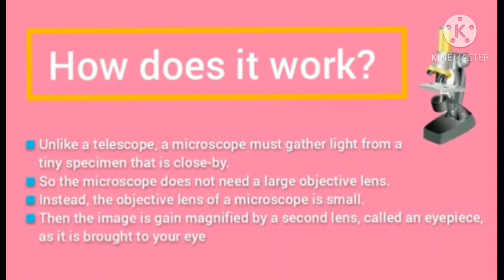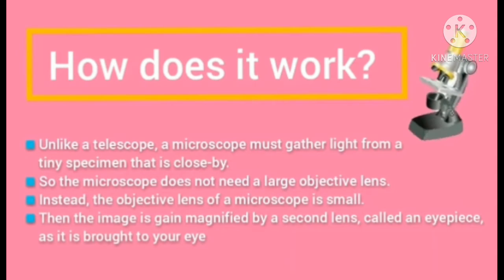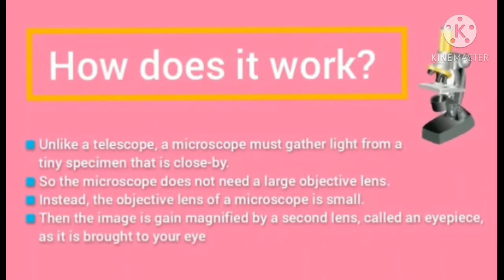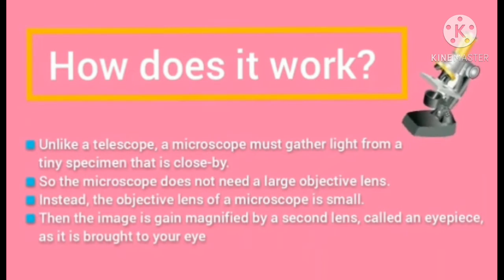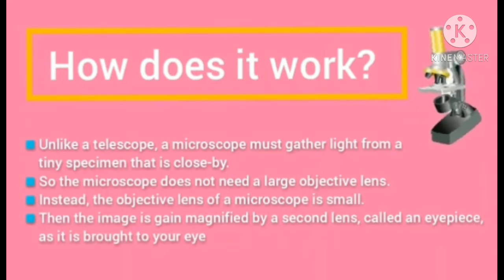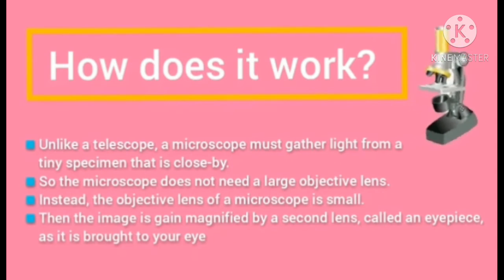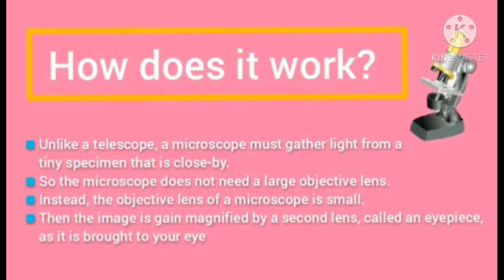Unlike a telescope, a microscope must gather light from a tiny specimen that is close by. So the microscope does not need a large objective lens. Instead, the objective lens of a microscope is small. Then the image is again magnified by a second lens, called an eyepiece, as it is brought to your eye.